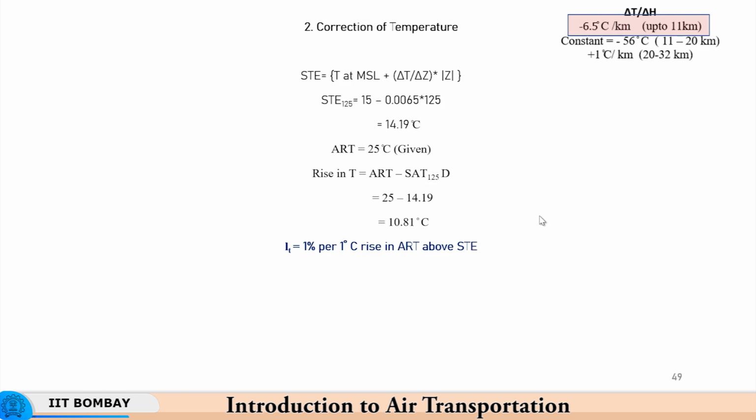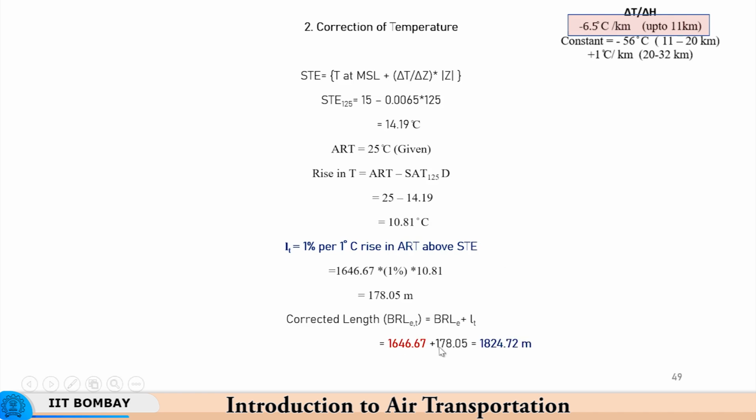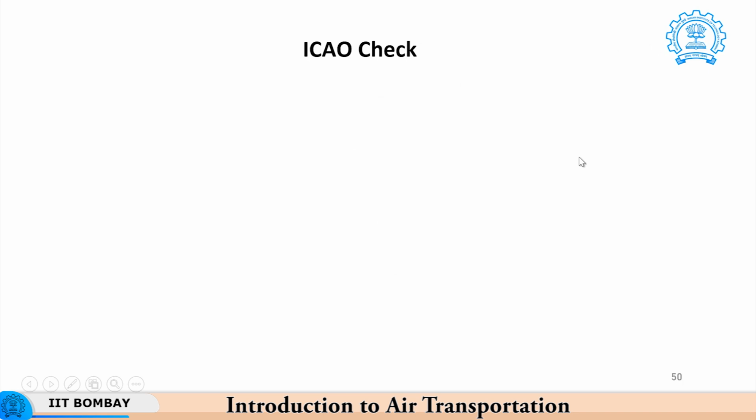Now, 1% per 1 degree rise in ART from STE. So, 1% of this number, which came from the correction applied previously, into 10.81 will be the value. This is the increase in the length because of the temperature. So, the corrected length will be 1646.7 plus this, it is 1824.72 meters.